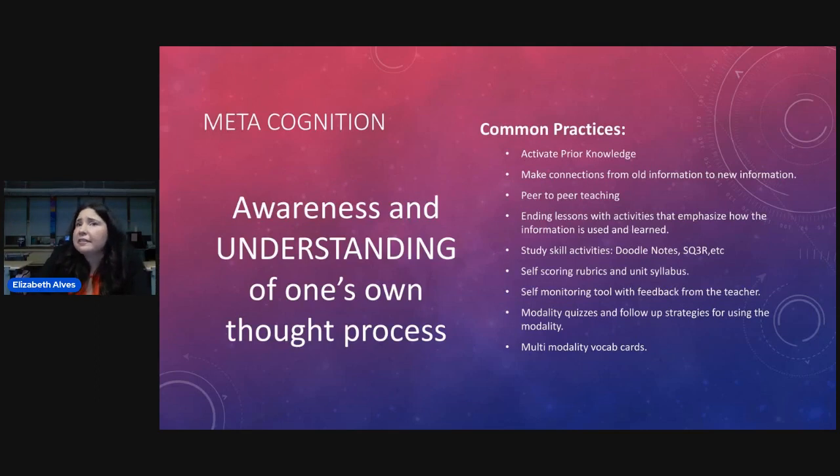So other things that you can do for metacognition, you have study skills. There's something called doodle notes that students love to do. Maybe not all students, but many students. So doodle notes are basically where you give them a piece of paper, and they are allowed to doodle all over their paper as long as it's relating to the lesson.